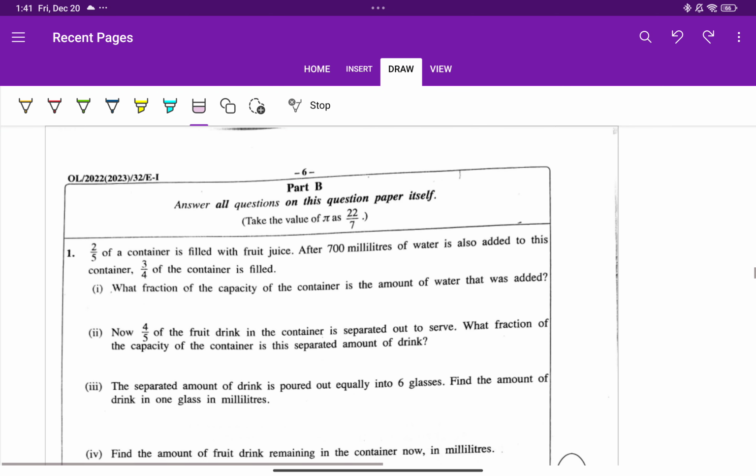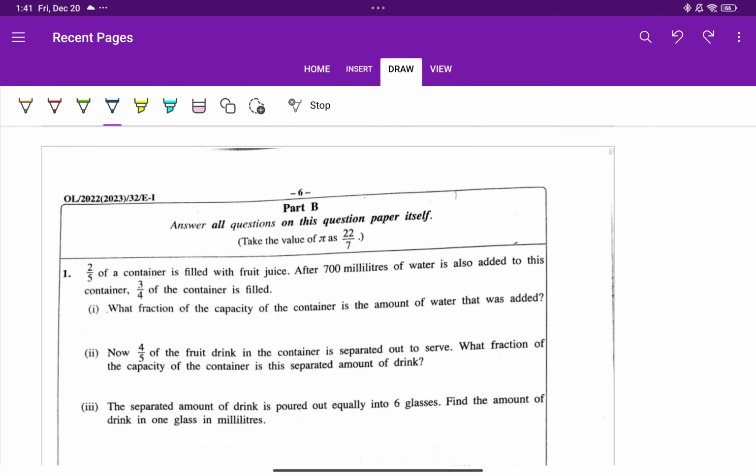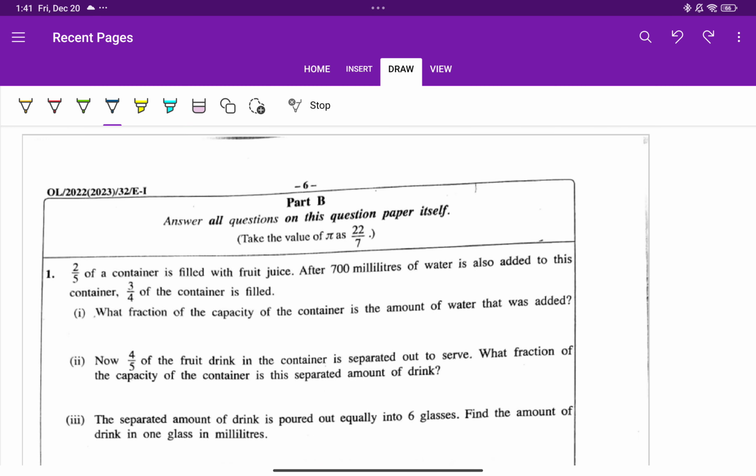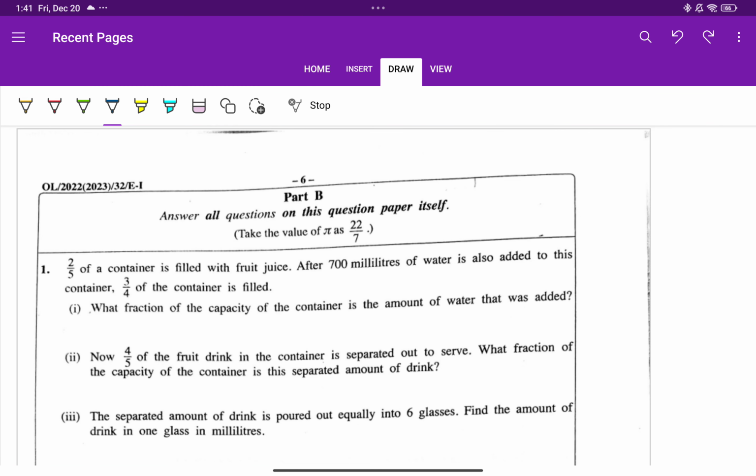Okay, this is question number 1 of part B, 2023 O Levels Maths Paper 1. This is from fractions. Let's look at the question.